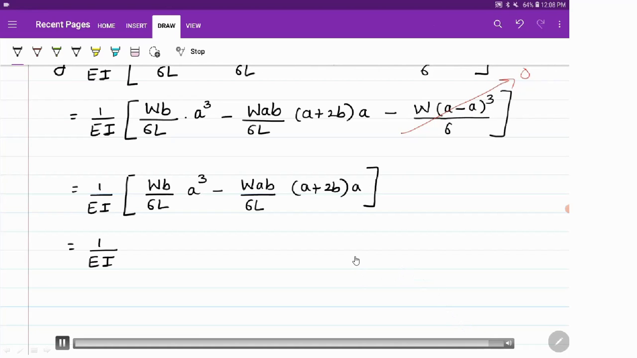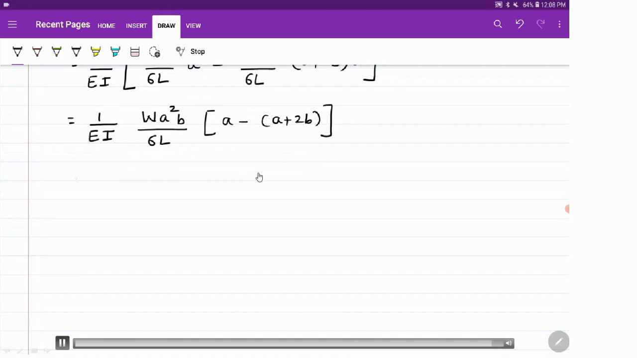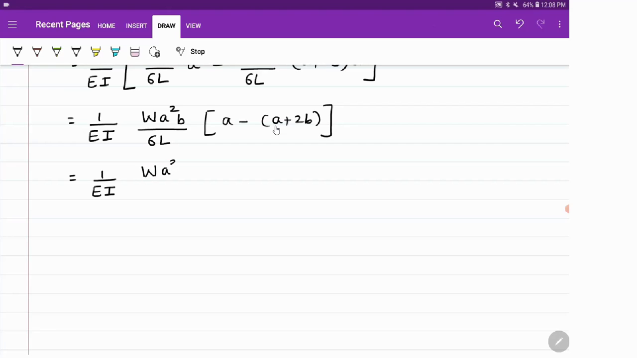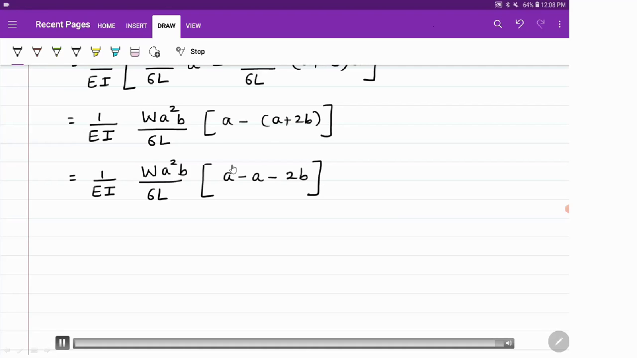Now what we'll do, we'll take a square common from this term along with WB by 6L. So W a square B by 6L we will take common. So it will be only a over here in the first case and only a plus 2b in the other bracket, because we have taken W a square B upon 6L common. Now take this negative sign inside. So 1 upon EI W a square B upon 6L, this a minus 2b. So a we can cancel out, so that it will be only minus 2b that will remain.